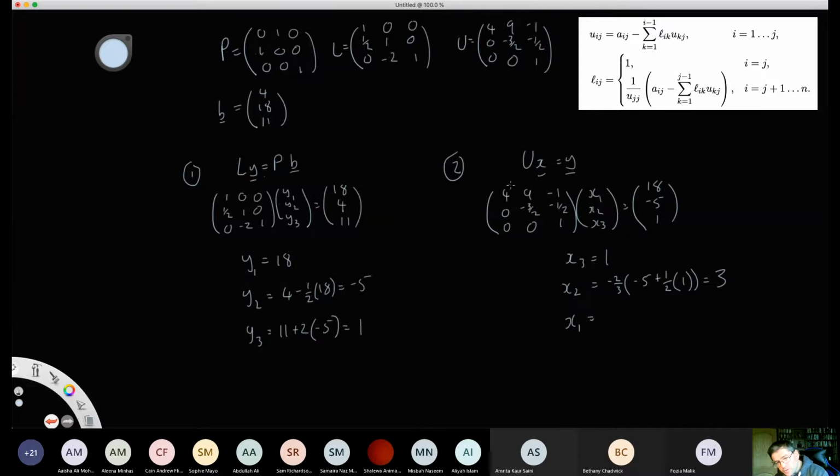x1 is the last one. The coefficient of x1 is 4, so we're going to divide by 4. We've got 18 minus 9 times whatever x2 was, so 9 times x2, minus 1, so that's plus 1 times x3. So 18 minus 27, that's minus 9, plus 1 is minus 8, divided by 4 is minus 2. And so that's the solution to that system using LU factorization with partial pivoting.